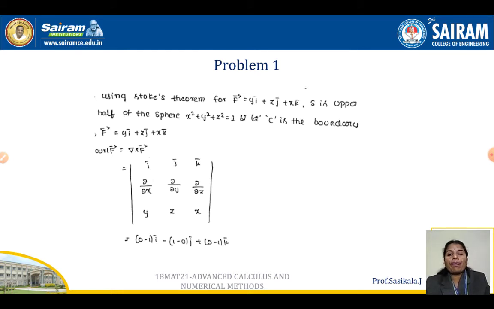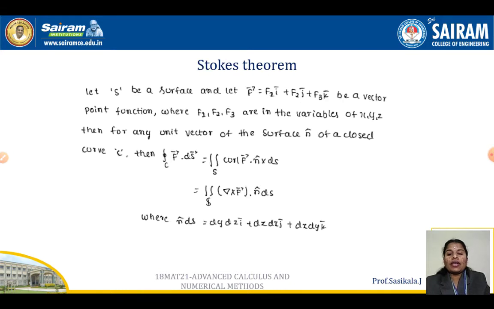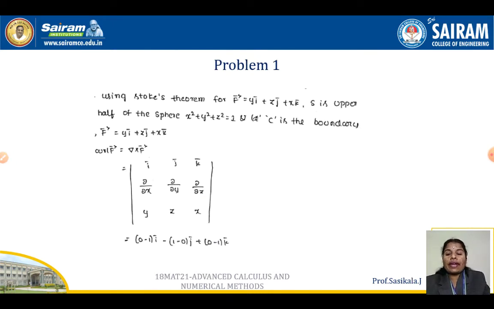Okay, so now as per the formula, first I have F vector and I should find the curl of F vector. Then I can go with the dot product with n cap. Then using the surface we can find the limits to go with the double integration. So first, from the F vector, you can find the curl of F vector.